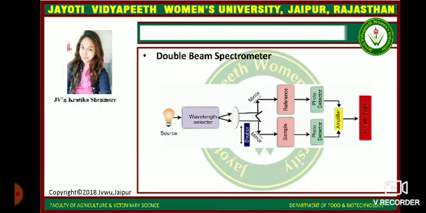Double beam spectrophotometer. In a double beam spectrophotometer, the radiation coming from the monochromator is split into two beams with the help of a beam splitter. These are passed simultaneously to the reference and the sample cell. The transmitted radiations are detected by the detector and the difference in the signal at all the wavelengths is suitably amplified and sent for the output.